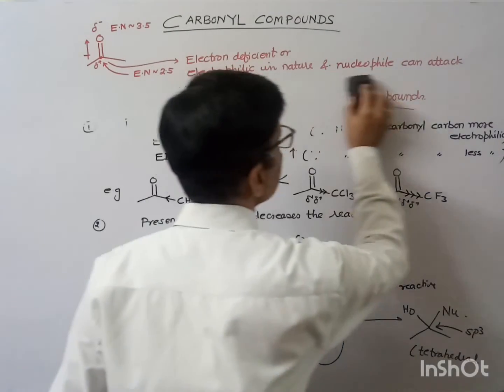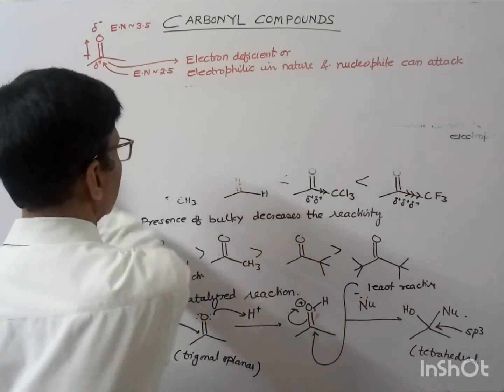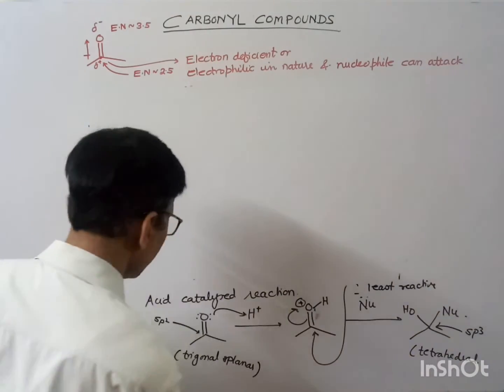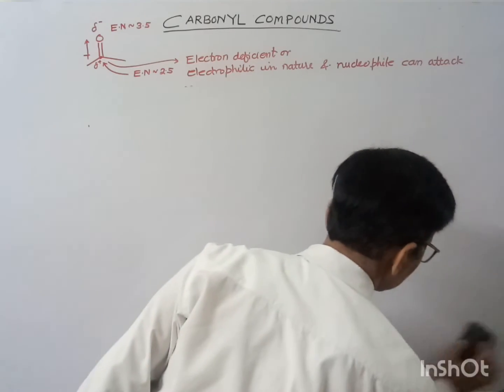Now let us discuss the acidic alpha hydrogen atom in the carbonyl compound.